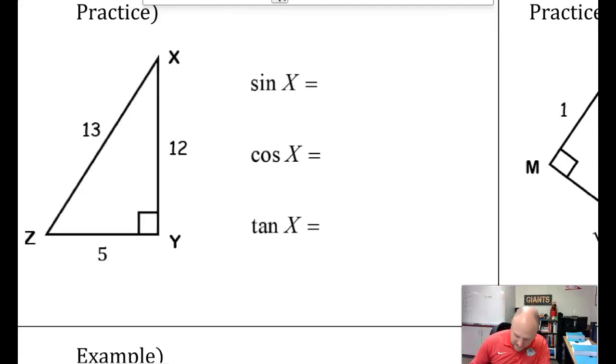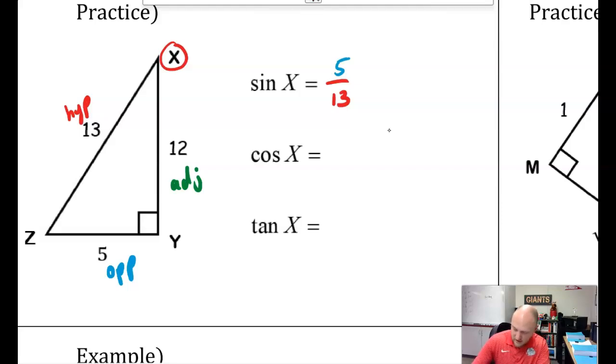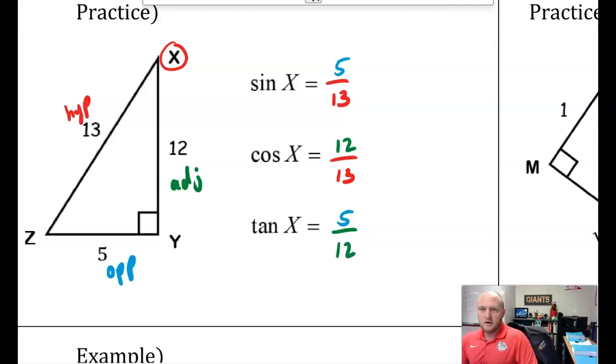Okay. Example 1, they want angle X. So 13 was your hypotenuse, 5 is the side opposite, 12 is the side adjacent. And so please check your work here. For sine, opposite over hypotenuse, that's 5 over 13. For cosine, that is adjacent over hypotenuse, so that is 12 over 13. And then tangent, this is going to be opposite, which is 5, over adjacent, which is 12. Okay? Rock on.